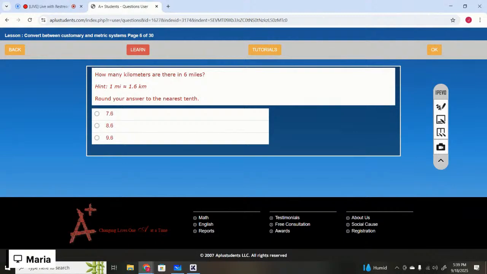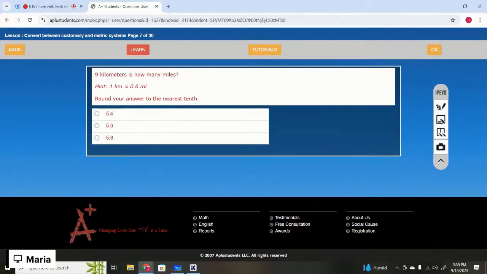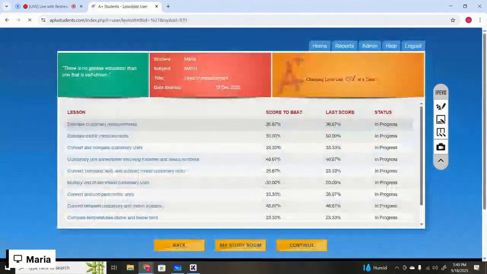How many kilometers are there in 6 miles? That is 9.6. Option number 3 is the correct option. Nine kilometers is how many miles? That is 5.4. Okay, you can complete the lesson by yourself later today.